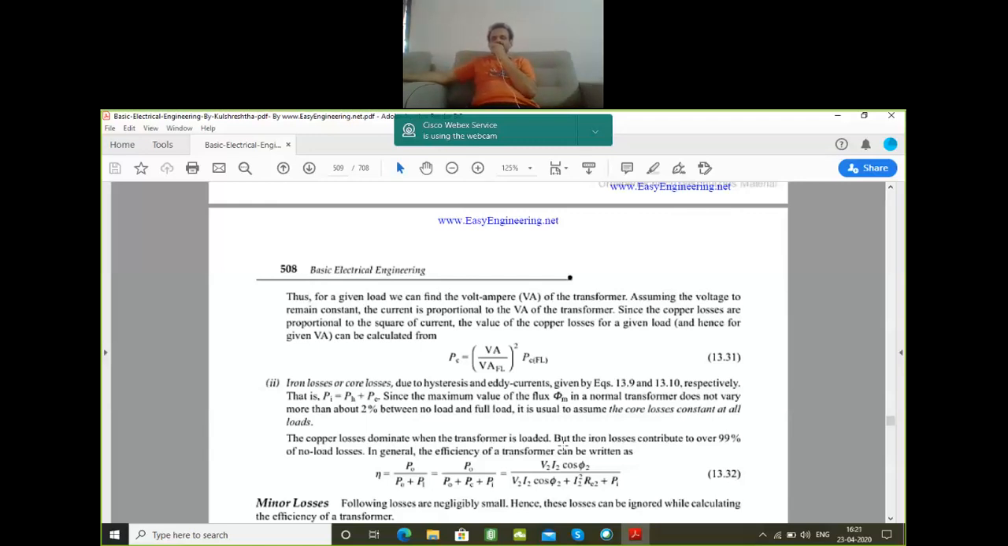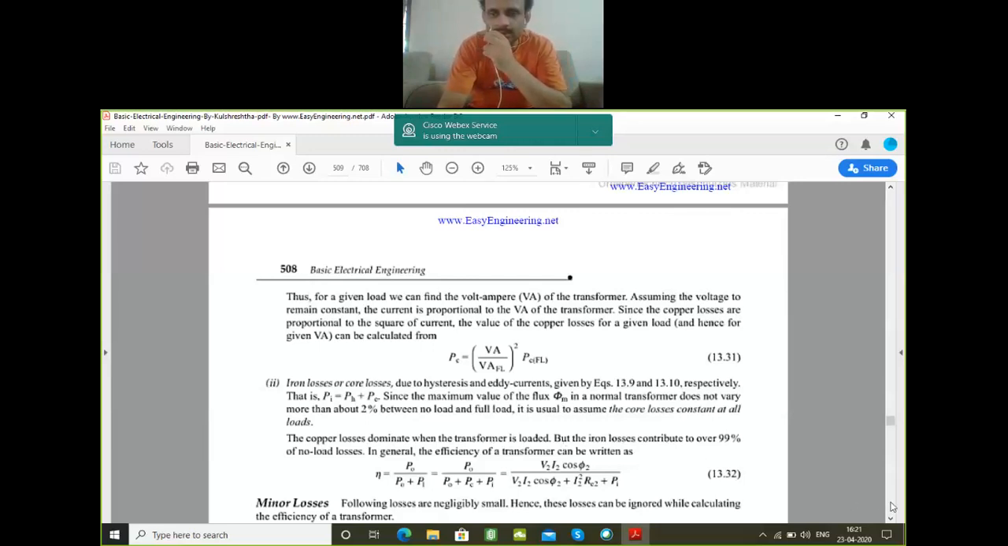So we can express the efficiency of the transformer as P naught, the output power, divided by output power plus power due to losses. That is equal to P naught by P naught plus PC plus PI, which is equal to V2 I2 cos phi 2 divided by V2 I2 cos phi 2 plus I2 square RE2 plus PI.